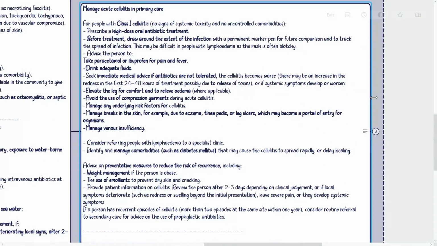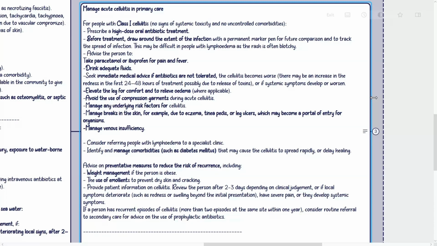Manage acute cellulitis in primary care for people with class 1 cellulitis, no signs of systemic toxicity and no uncontrolled comorbidities. Prescribe a high-dose oral antibiotic treatment. Before treatment, draw around the extent of the infection with a permanent marker pen for future comparison and to track the spread of infection. This may be difficult in people with lymphedema as the rash is often blotchy.